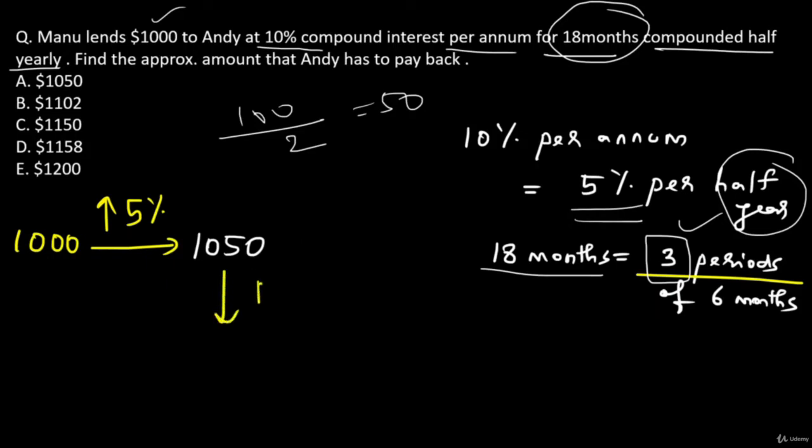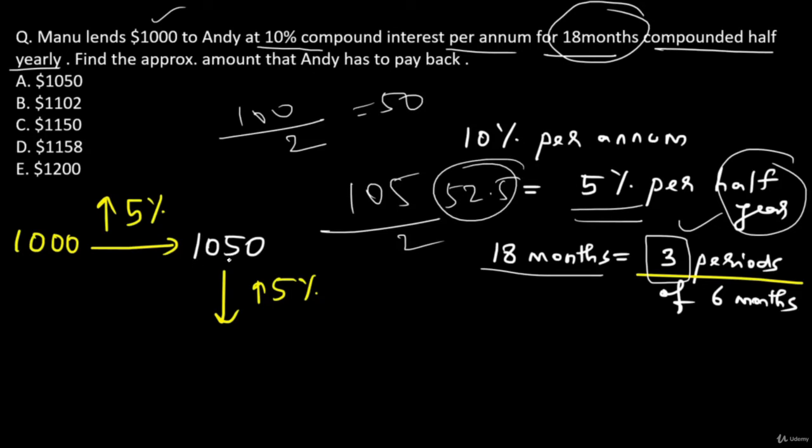Now you have to increase this again by 5%, right? So again, 10% of 1050 is 105, and you have to just divide this by 2. Now over here, when you divide this by 2, you will get 52.5, right? So 52.5 has to be added to 1050, and that will give you $1,102.5. Now you have to again increase this by 5%.